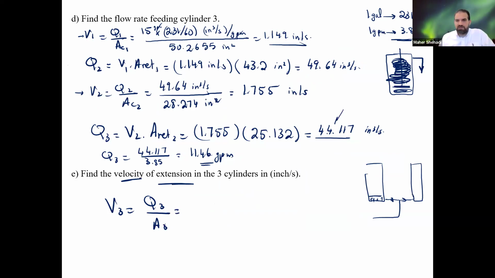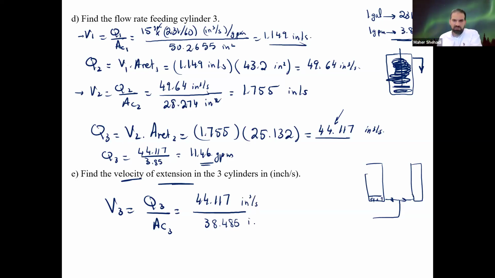Of course, I'm just going to stick to this because again, the area is cap 3. It's in inch square, so this one would be 44.117 divided by 38.485, let me just double check. Yeah, 38.485 cubic inch per second, inch squared. So again, I'm going to have the answer in inch per second.